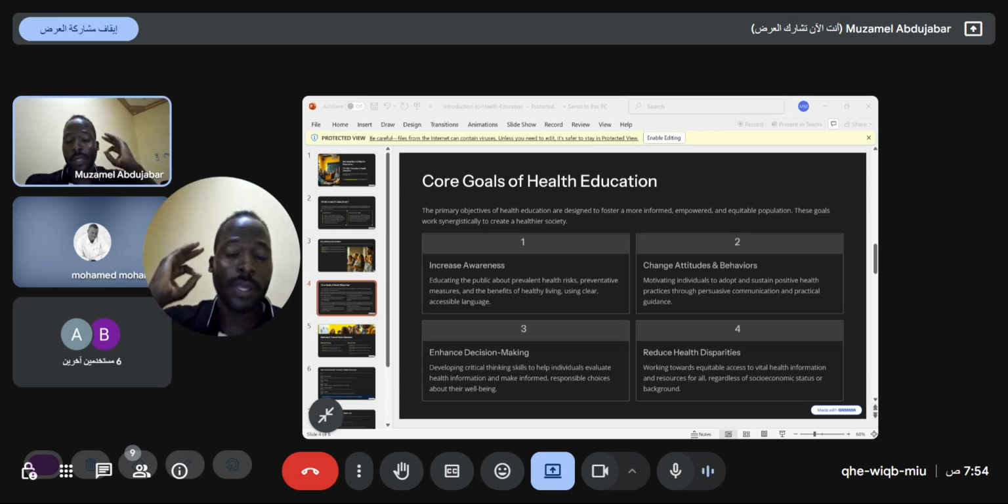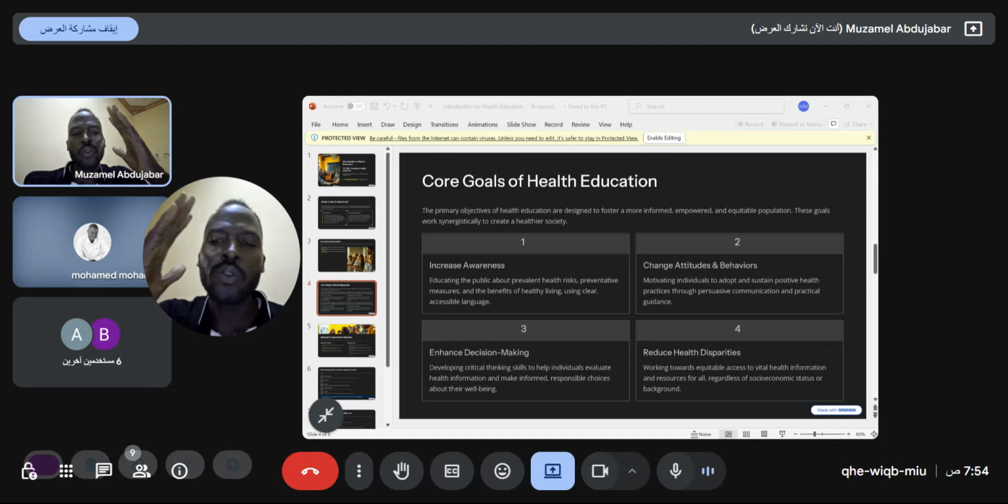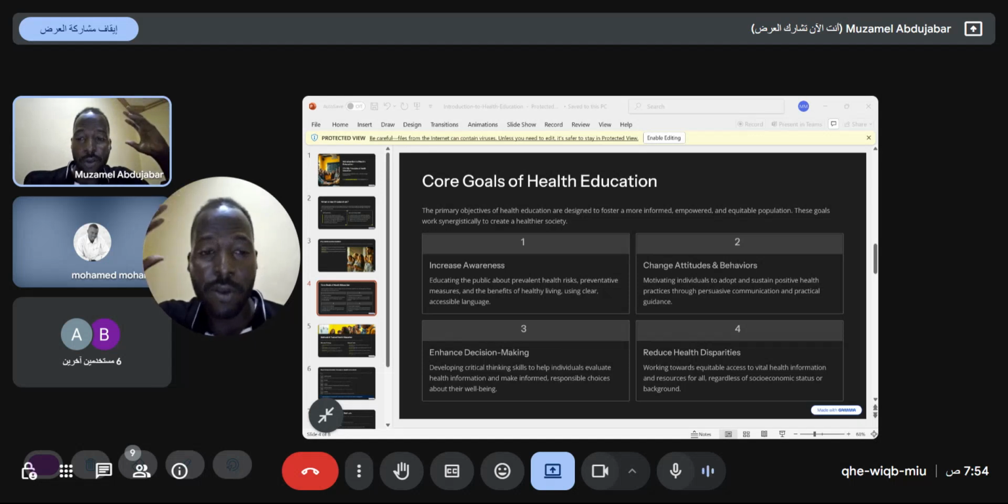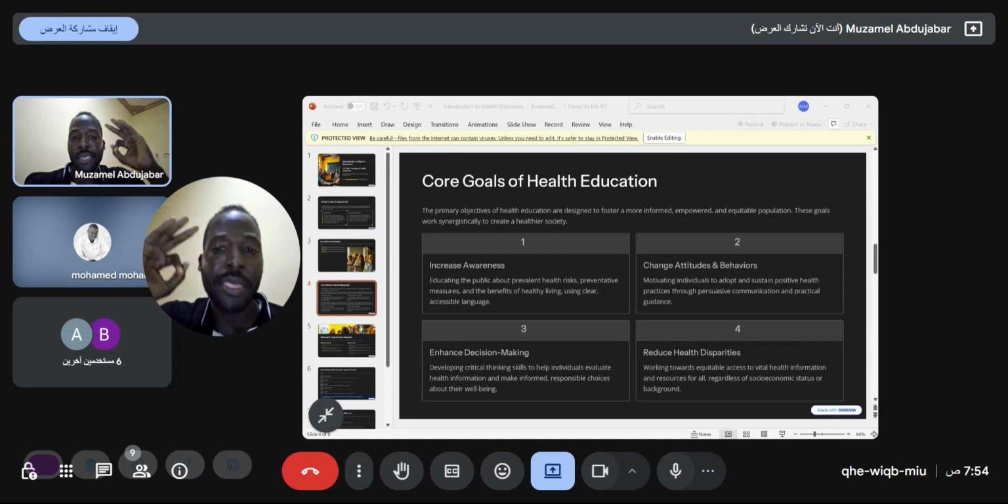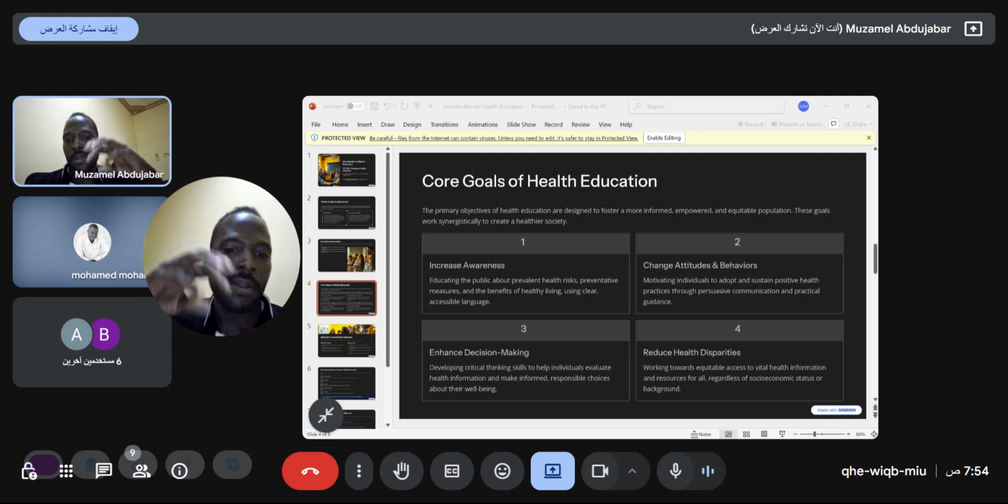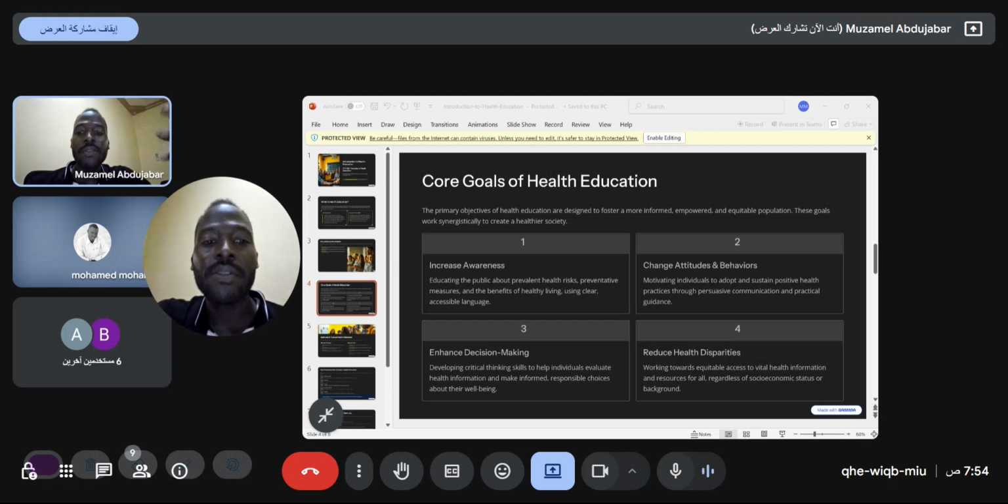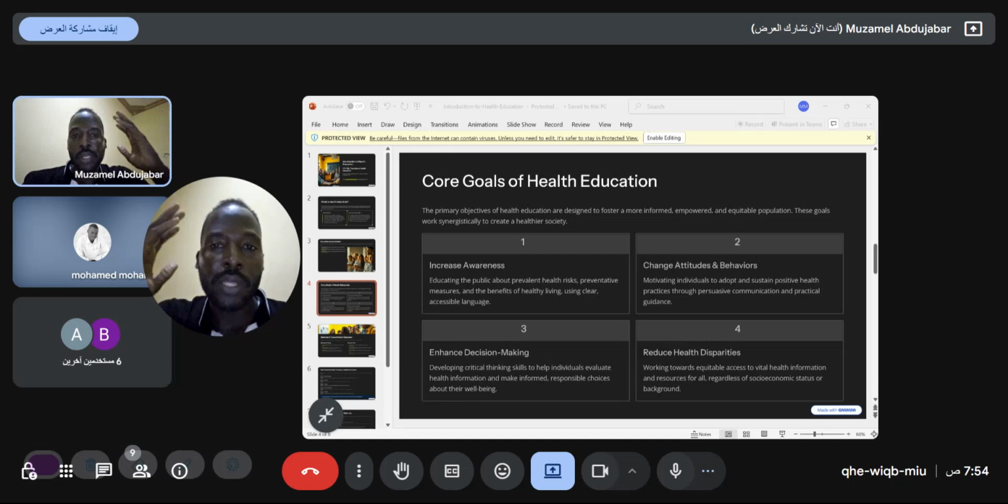One of them is to increase the awareness of the community. Secondly, to change attitudes and bad behavior of the community or individual. The third goal of health education is to enhance decision making. When you give the patient or co-patient good information about the disease or about the consumption of drugs or medicine, that can help them take a good decision about that disease.